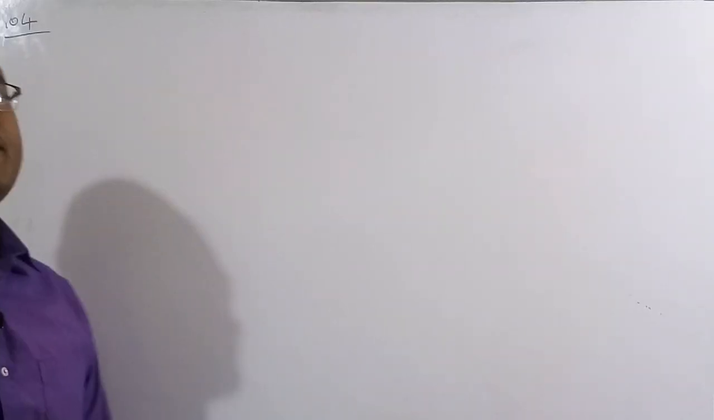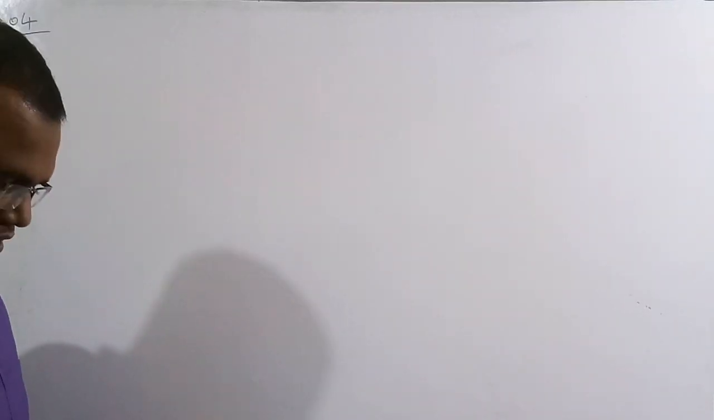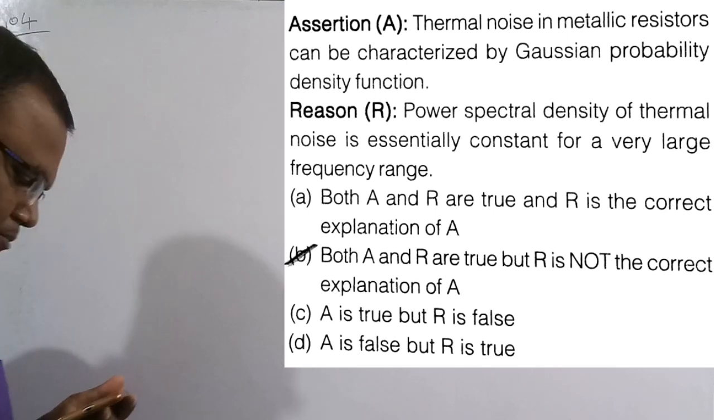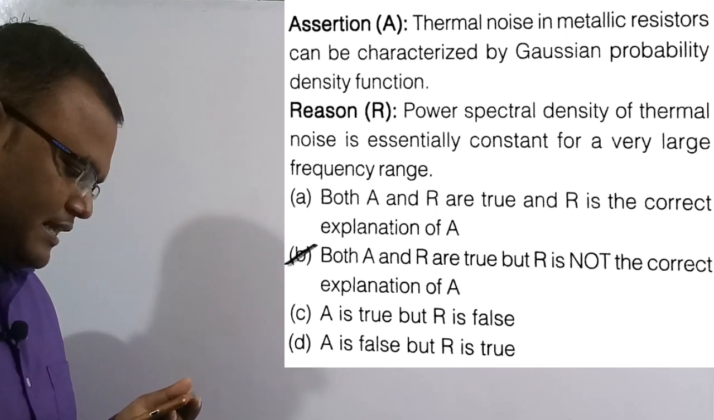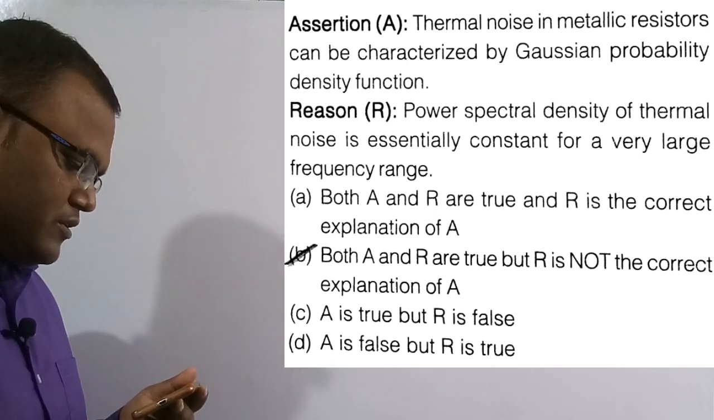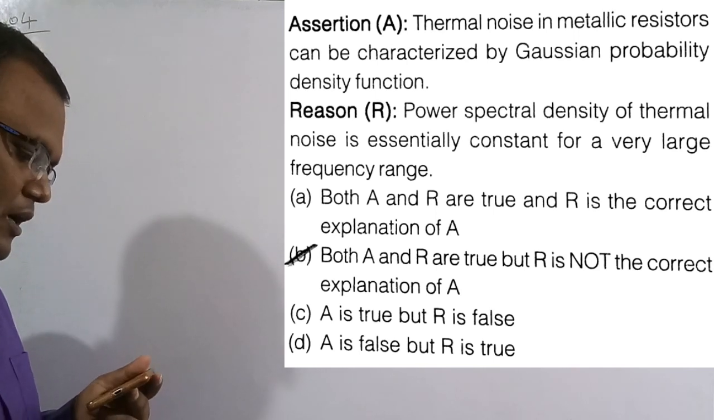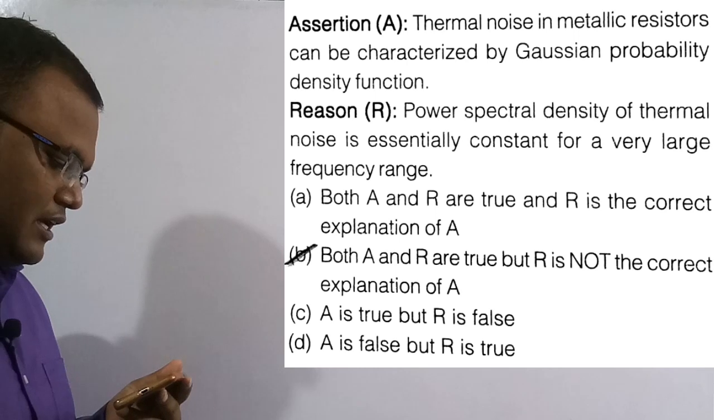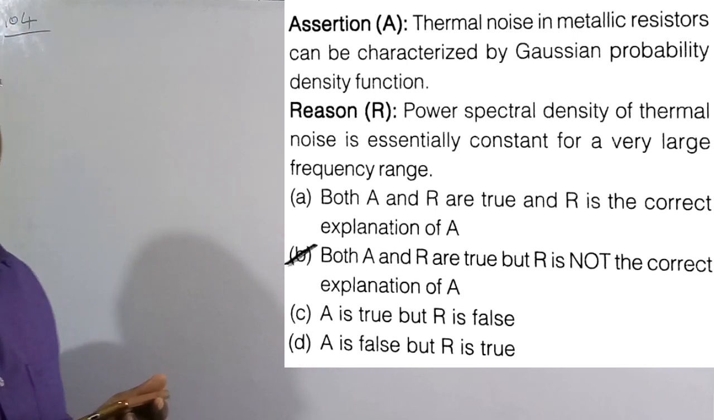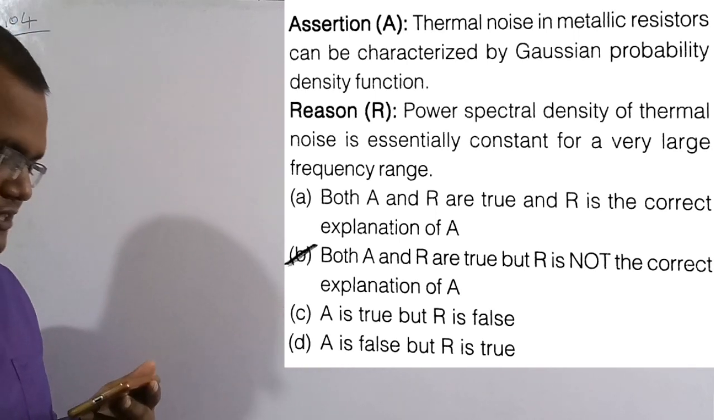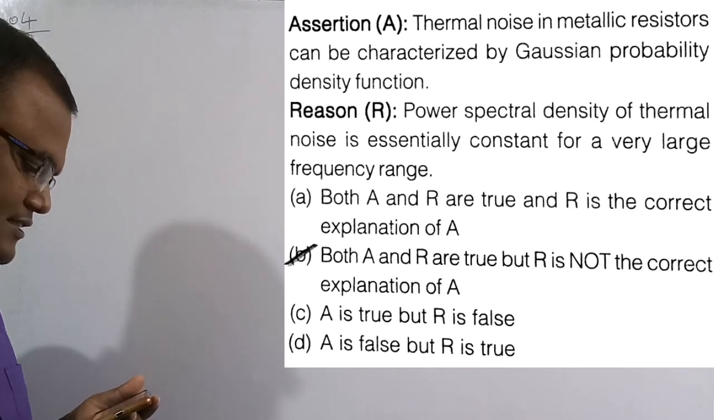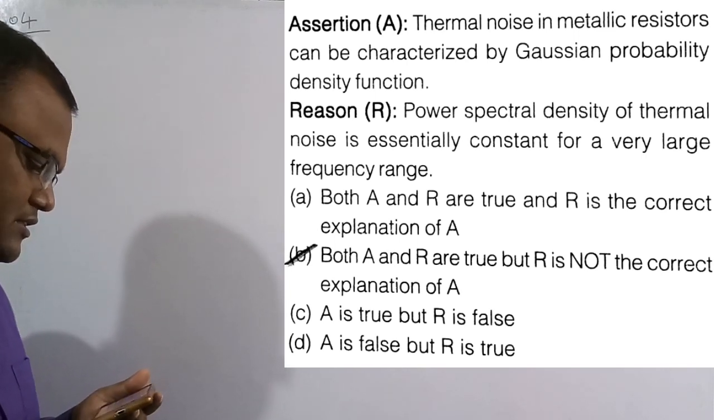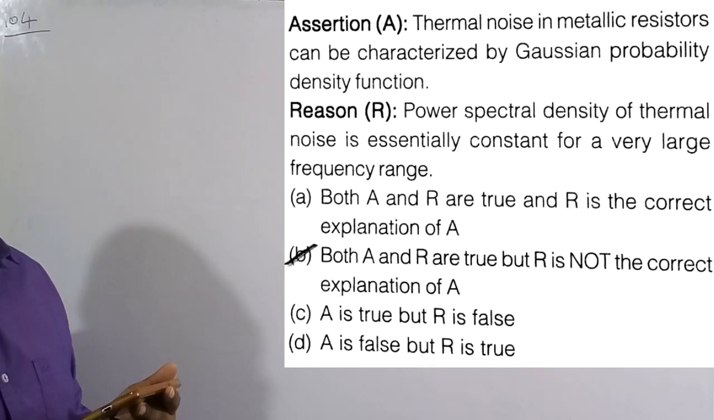Now we are going to solve the next question. See the question here. Assertion A: The thermal noise in metallic resistors can be characterized by a Gaussian probability density function. Reason R: Power spectral density of thermal noise is essentially constant for a very large frequency range. In the question they have given an assertion and also a reason R, so we have to say whether the reason is the correct explanation of the assertion or not.